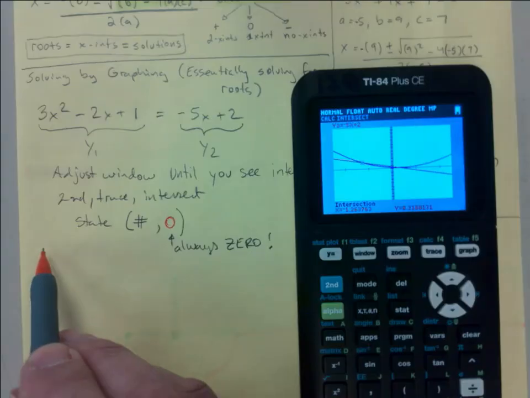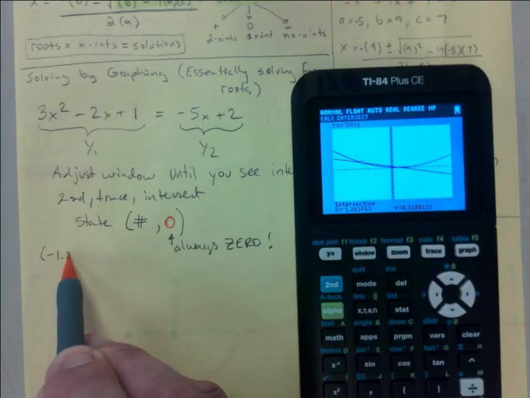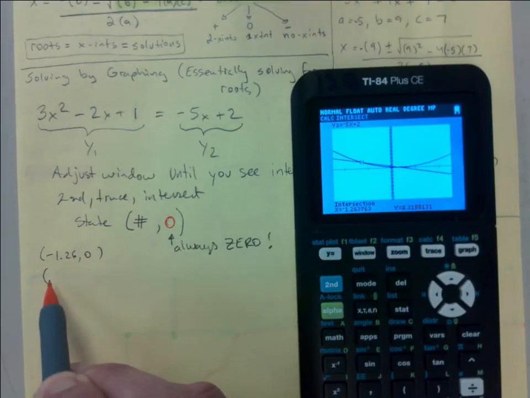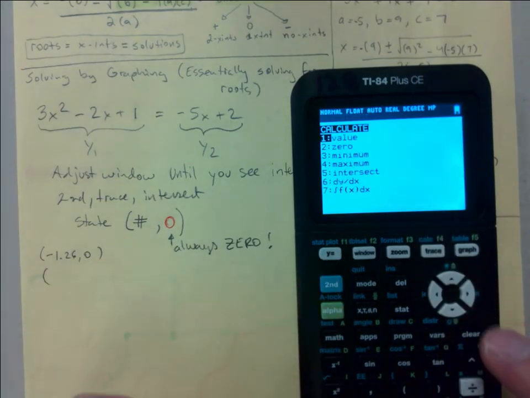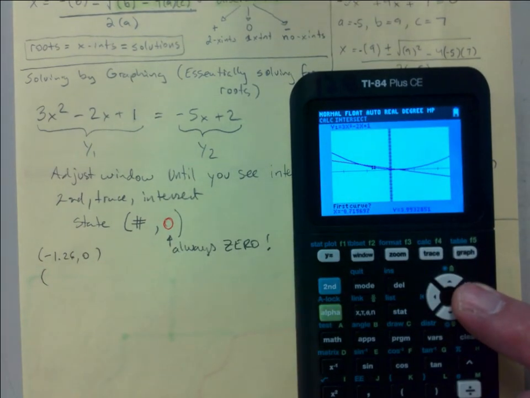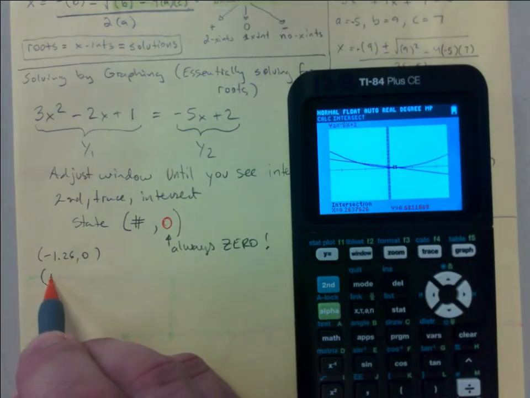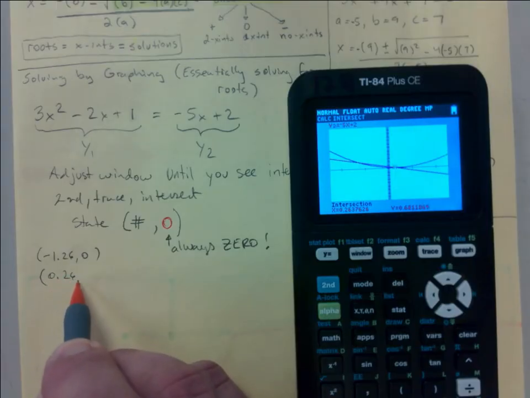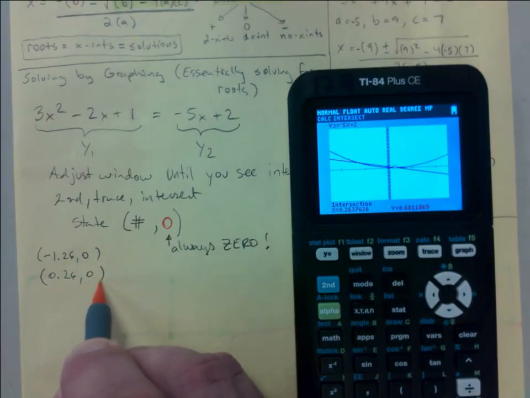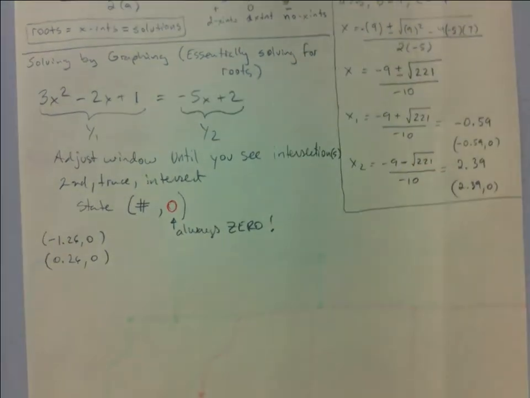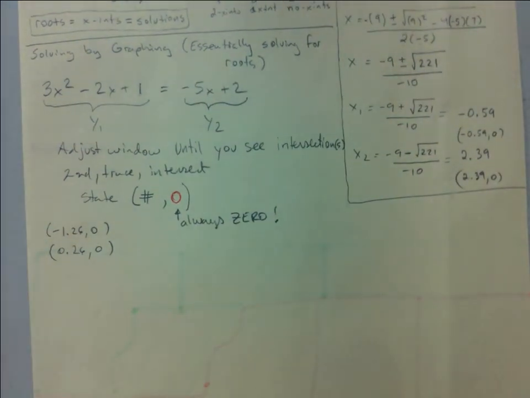I will state that here. This is negative 1.260. And I'll do one more. There we go. 0.260. Okay? Those are actually the roots of this scenario.